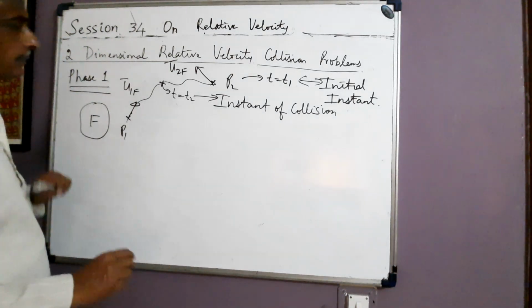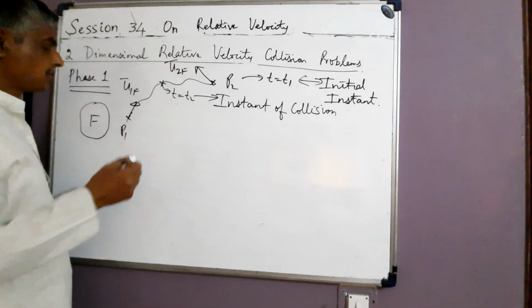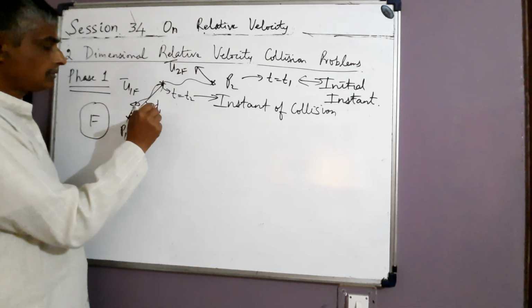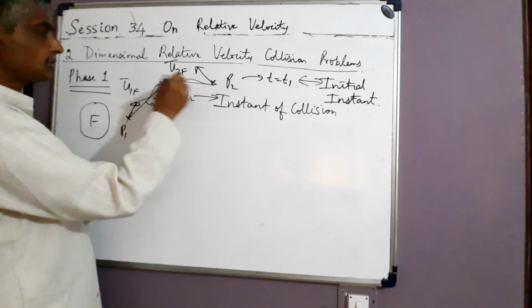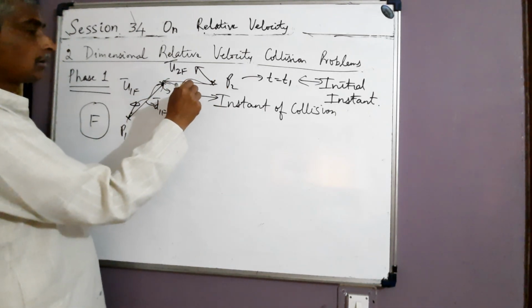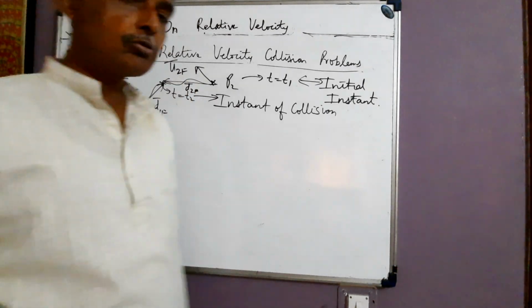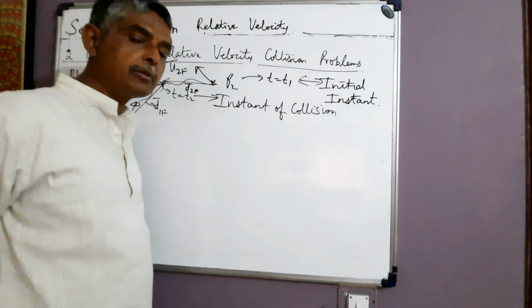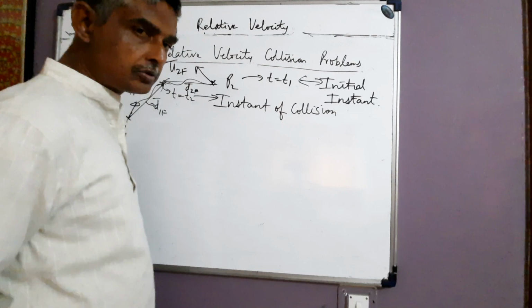Now, as seen from frame F, the displacement of P1 is this much, d1f, and the displacement of P2 with respect to F is this much, d2f. So d1f and d2f are the respective displacements of points P1 and P2 with respect to frame F in the time interval t1 to t2.